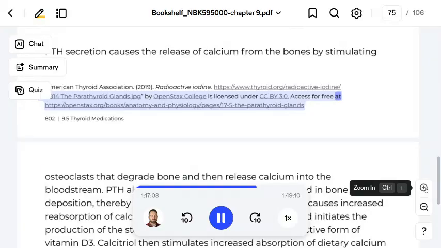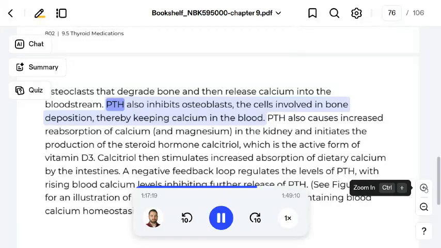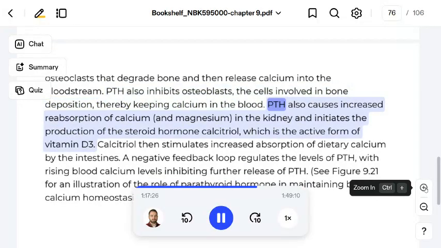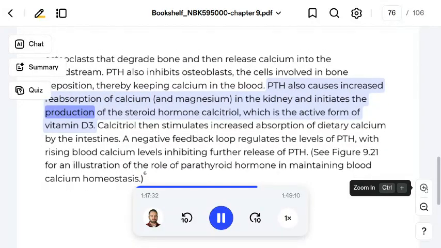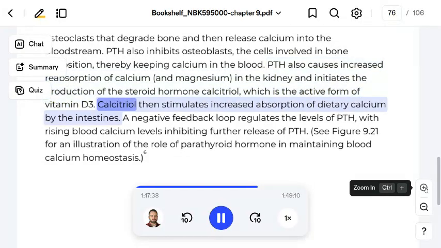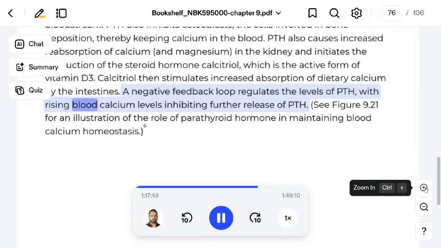PTH stimulates osteoclasts that degrade bone and then release calcium into the bloodstream. PTH also inhibits osteoblasts, the cells involved in bone deposition, thereby keeping calcium in the blood. PTH also causes increased reabsorption of calcium in the kidney and initiates the production of the steroid hormone calcitriol, which is the active form of vitamin D3. Calcitriol then stimulates increased absorption of dietary calcium by the intestines. A negative feedback loop regulates the levels of PTH, with rising blood calcium levels inhibiting further release of PTH.